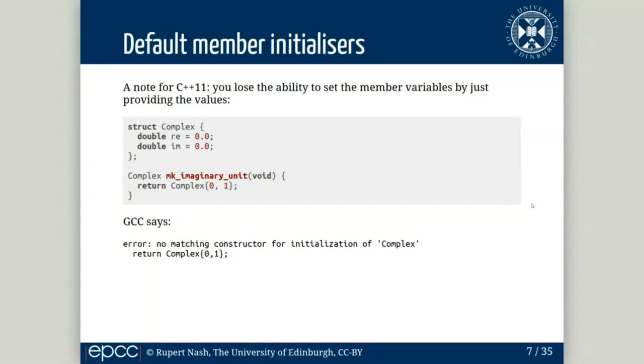So with some of the standards, certain features actually get taken away as well as being added. As it says here, with C++11, we lose the ability to set the member variables just by providing the values. So what we get in GCC is that error message down there saying no matching constructor for the initialization of complex, where we're doing that return and we're setting the values. We'll see why this is and what we can do about it in a minute.